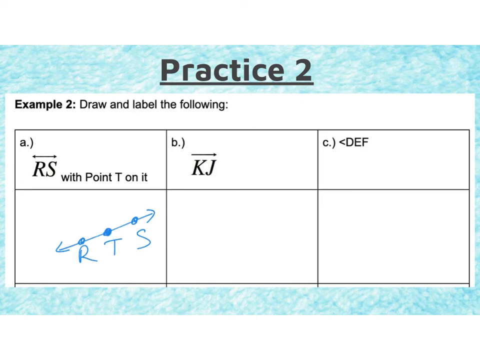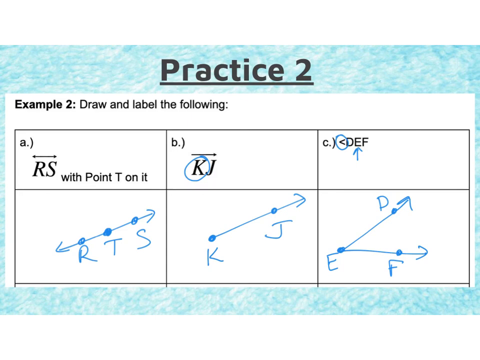Part B is ray KJ. Notice K is first, so that has to be my endpoint. K here, and then it has to go through point J. This little symbol means angle, so I'm going to be doing angle DEF. E is in the middle, so I'm going to draw my angle created from 2 rays. I'm going to put E in the middle as my vertex, and D and F to complete that angle.